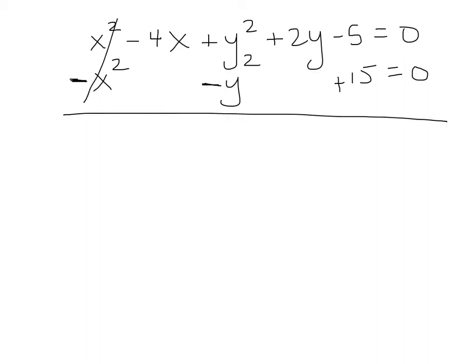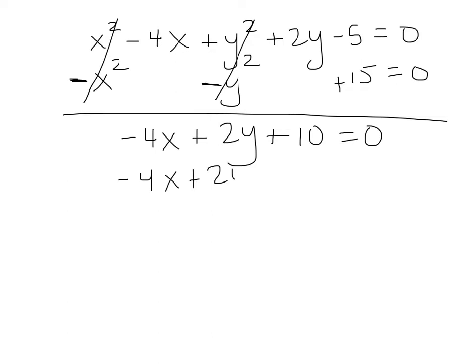So these will be 0. These will be 0. So we're left with negative 4x plus 2y plus 10 equals 0. And then I'm just going to write that equation probably in standard form. So negative 4x plus 2y equals negative 10. And then since all of the terms are even, maybe I'll simplify that a little bit further by making this 2x minus y equals 5. So I just divided each of the terms by negative 2.